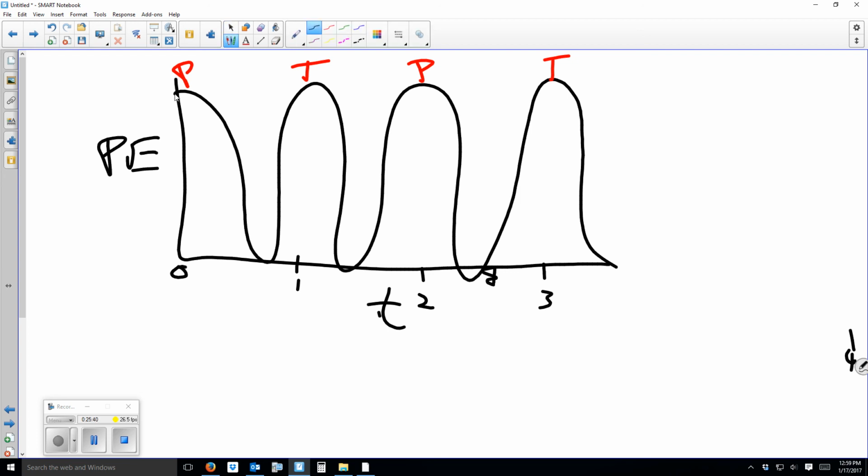Our total mechanical energy is whatever this graph reads at the top. If we're at the peak potential energy, the most potential energy we can have, that's our total mechanical energy. Down here, these are equilibriums. At those points, we have all kinetic energy and 0 potential energy.